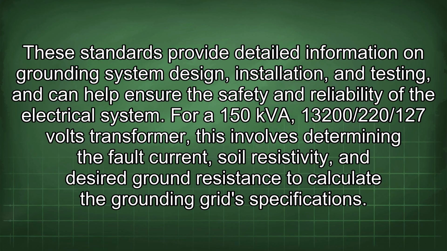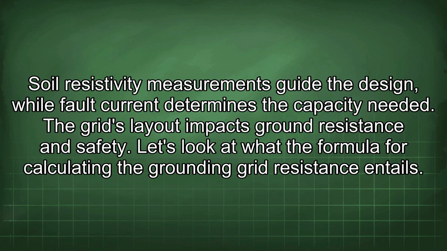13,200/220/127 volts transformer, this involves determining the fault current, soil resistivity, and desired ground resistance to calculate the grounding grid specifications. Soil resistivity measurements guide the design, while fault current determines the capacity needed. The grid's layout impacts ground resistance and safety. Let's look at what the formula for calculating the grounding grid resistance entails.